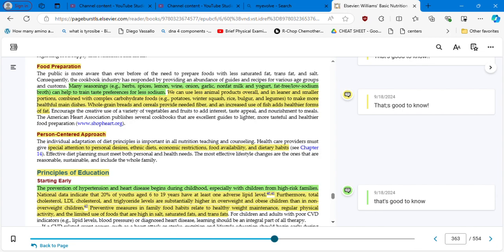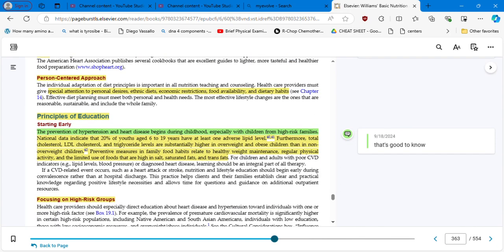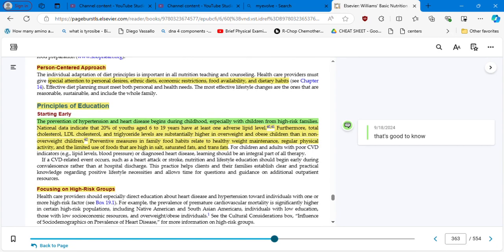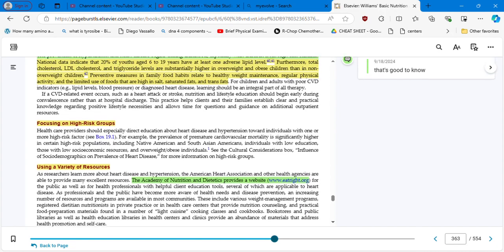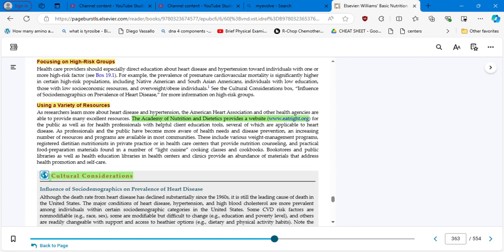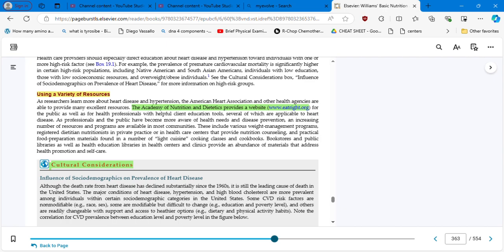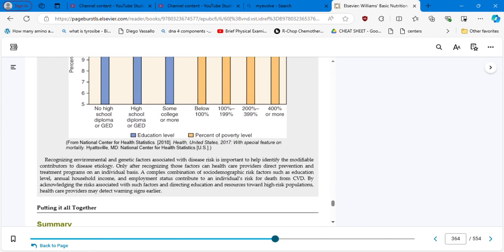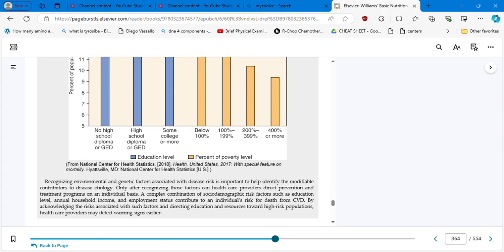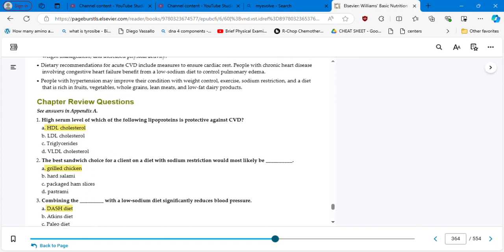Okay? So person-centered approach, special attention to personal desires, ethnicity, and so on. Yes, it's very important. Cultural sensitivity. Principles of education, starting early. As we mentioned, we need to provide good food to the children, okay, because of the memory cell. And focusing on high-risk groups, yes, our grandparents, our neighbors that are in their 60s, 70s, okay, using a variety of resources. All these resources, the Academy of Nutrition and Dietetics provides a website. Everybody has a website. Cultural considerations also, for the sociodemographic, this and that. And then we are done. We finished this chapter. Excellent chapter.